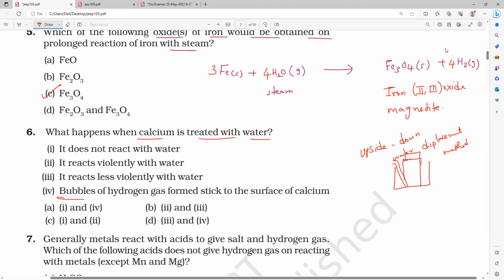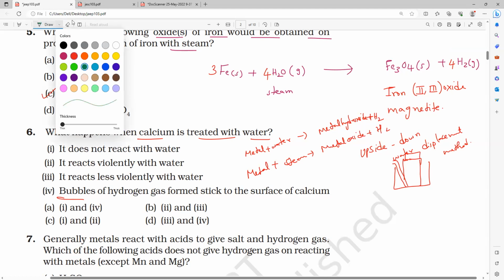Of course, generally metal will react with water. So what products will come? We get metal hydroxide plus hydrogen gas. Or if metal reacts with steam, instead of metal hydroxide we get metal oxide plus hydrogen gas. That is what we studied. Am I right, everybody? Please respond, all of you. So that's what it is.